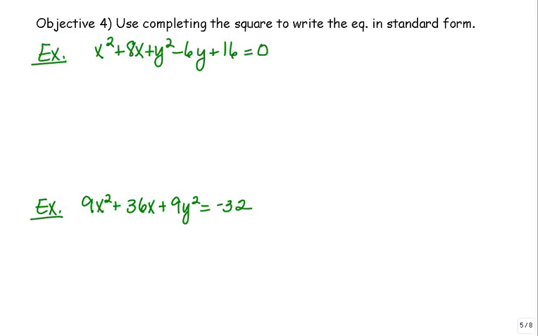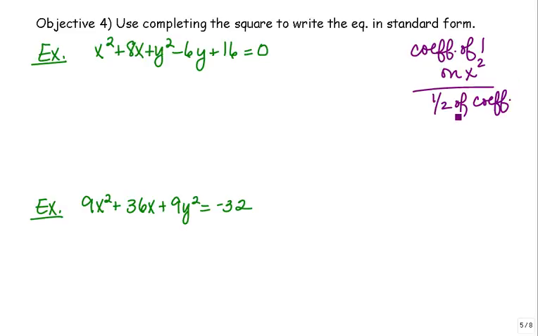Now, some equations are not going to be in that pretty nice formula, and we have to do some work to get it in that form. And so here we're going to have to use completing the square, and we've done that before when we had standard forms of parabolas. Do you remember, to complete the square, you have to have a coefficient of 1 on x squared, and then you would take half of the coefficient of x and square it. And then you have to add that number to both sides.